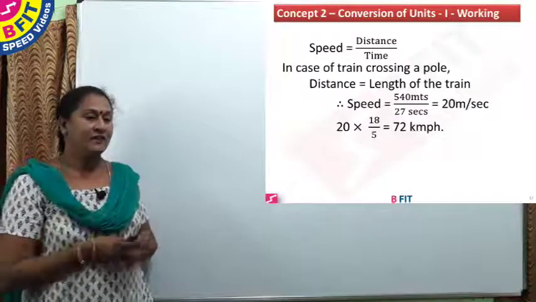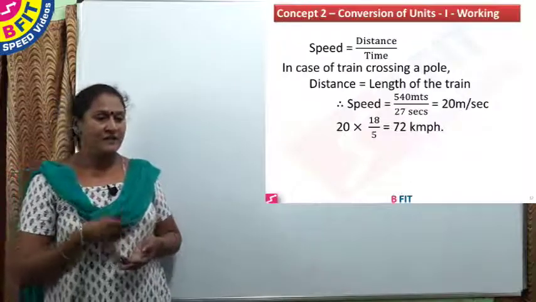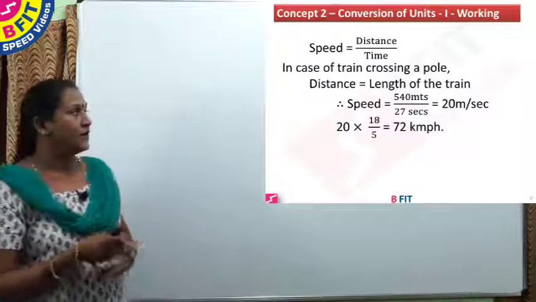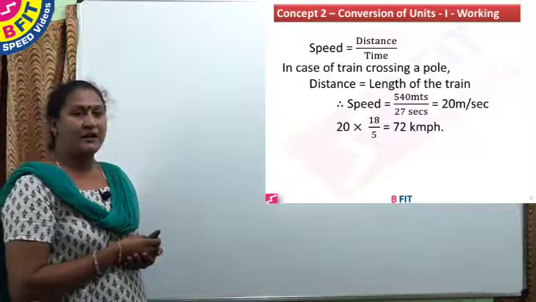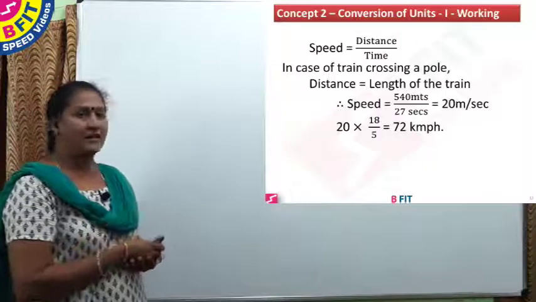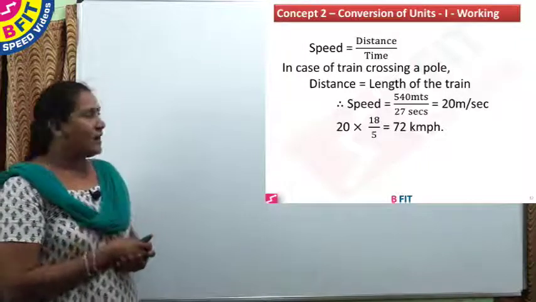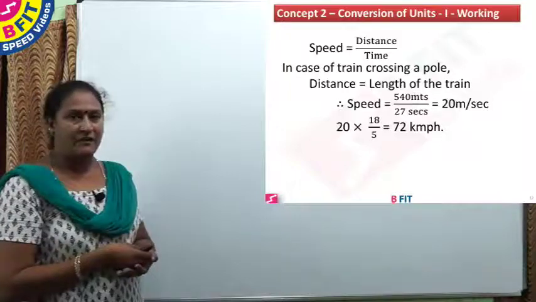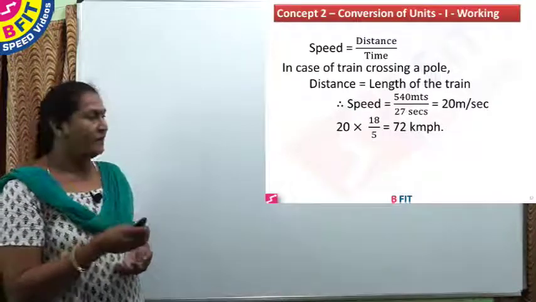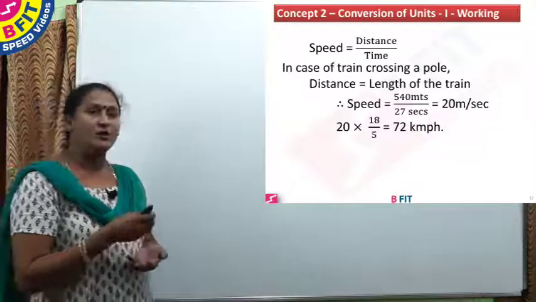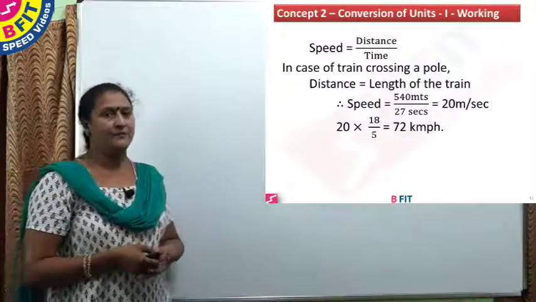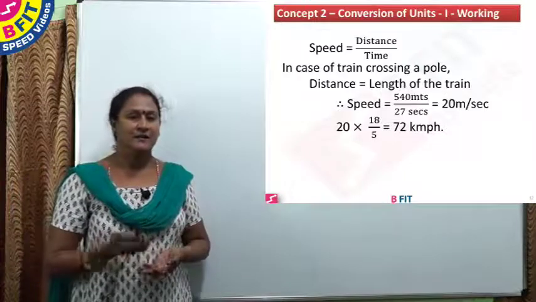So here the working is: speed equals distance by time. In case of a train crossing a pole, distance equals the length of the train. So speed is 540 by 27, that is 20 meter per second, and multiplying it with 18 by 5, a factor greater than 1, we have converted the speed to kilometer per hour. 72 kilometer per hour is the answer. So we'll see the next example.